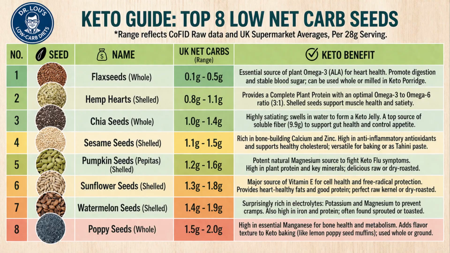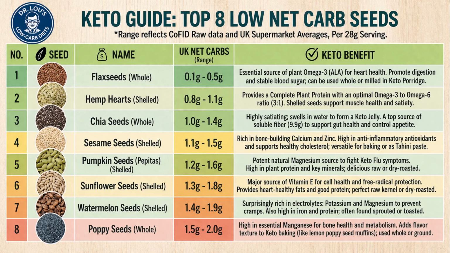Then you have number 8, last but not least, poppy seeds, whole, 1.5 grams to 2 grams. Yes, it's up to 2 grams now for a 28-gram serving, but it could be 1.5 depending exactly on how it's been treated and how you're consuming them. So here we go. High in essential manganese for bone health and metabolism. Adds texture to keto baking, like lemon poppy seed muffins.